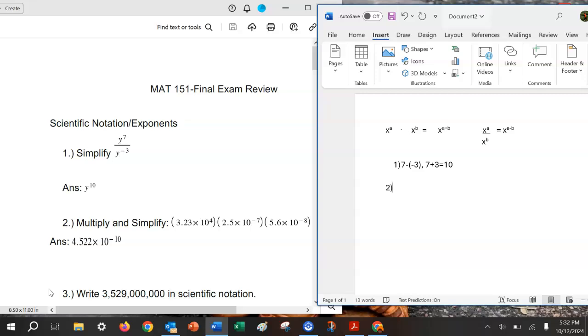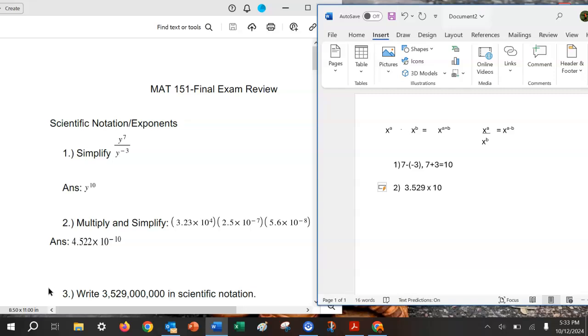I am going to jump to number 3 first, because I think that would be a little bit more pertinent. So we have, I think that's 3 billion. Write that big old number in scientific notation. When you do that, you look at all the non-zero digits. So in this case, it would be 3, 5, 2, and 9. Make sure that you have one digit to the left of the decimal. So I would have 3.529. Then I have times 10, and now I need to find the power.